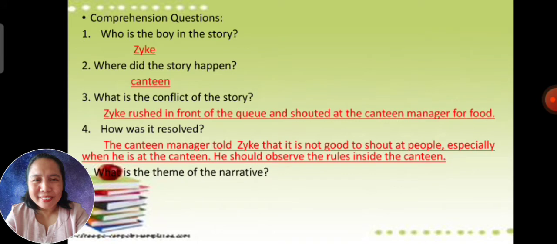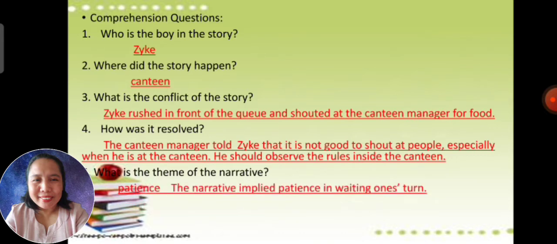What is the theme of the narrative? Okay, the theme of the narrative is patience. The narrative implied patience in waiting one's turn. Inyo ba nagibuhat? Class? Magpaabot ka sa imong turn. Kung makita ninyo nga taas kayo ang linya, ayaw sapaw nga muuna. You have to wait for your turn. So, nagpakita na og the value of patience.